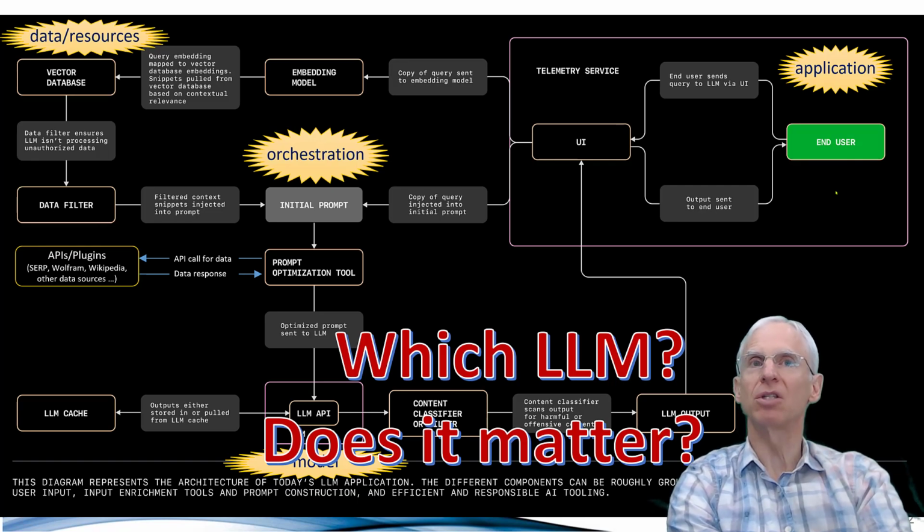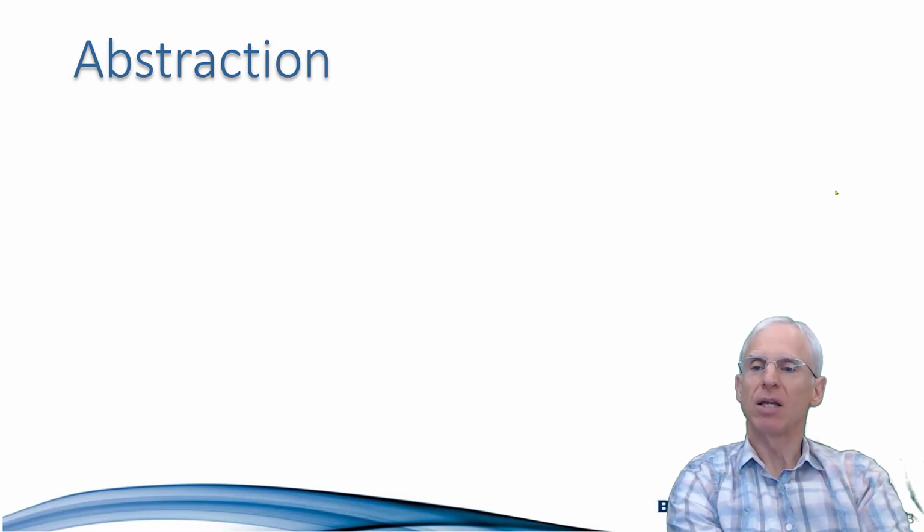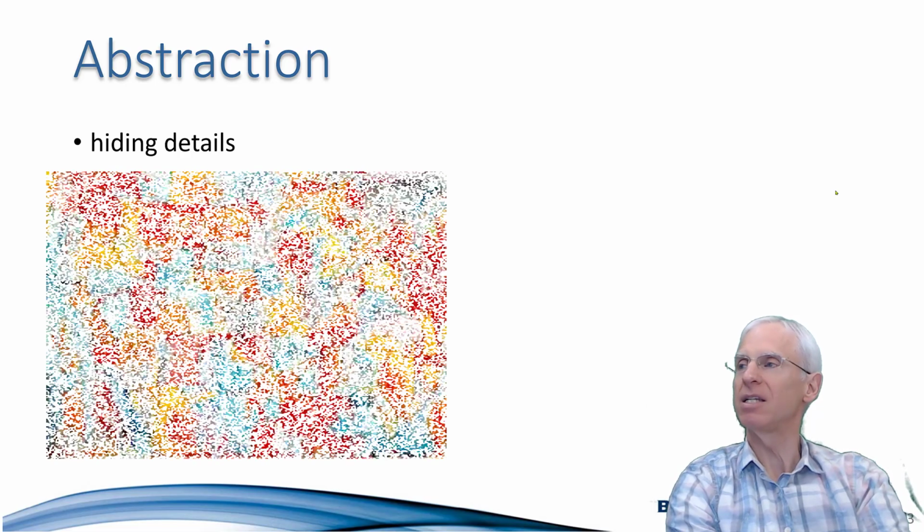So the idea of choosing the large language model is part of it, and it does matter which model you use, because the way we do this is through abstraction. The idea of abstraction is that we generalize which model we're going to use. So here's an example of abstraction. The idea of abstraction is hiding details.